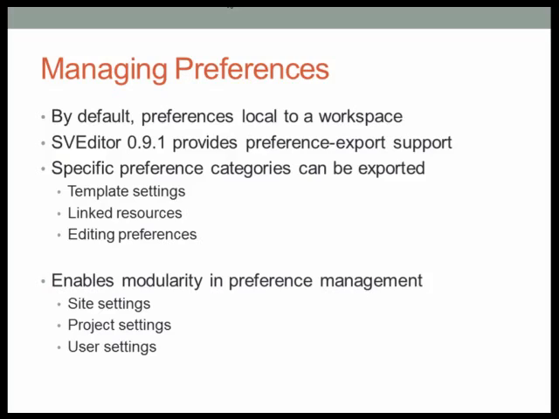SVEditor categorizes its preferences currently in three categories. Template settings, these are the values for template parameters. These are also paths to template repositories. Another category is linked resources. And the final category for now is editing preferences. This includes things like text colors. This enables modularity in preference management such that you can have perhaps a site settings file, settings specific to a particular project, as well as user settings to allow fine-grained customization.